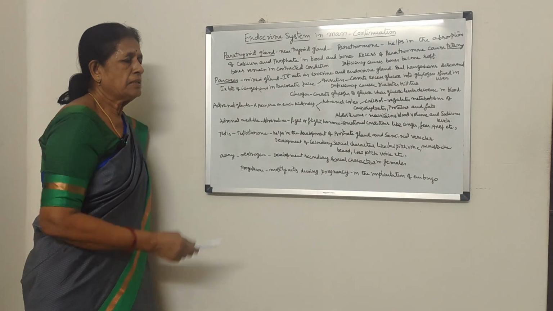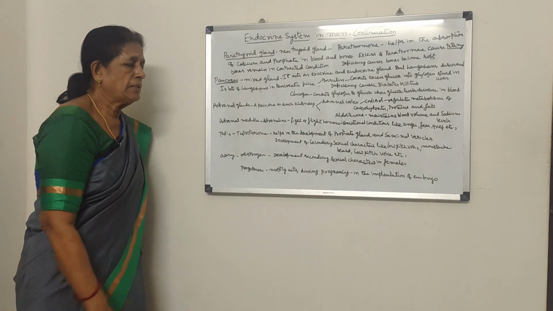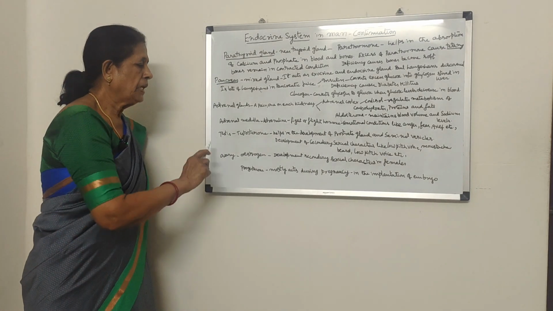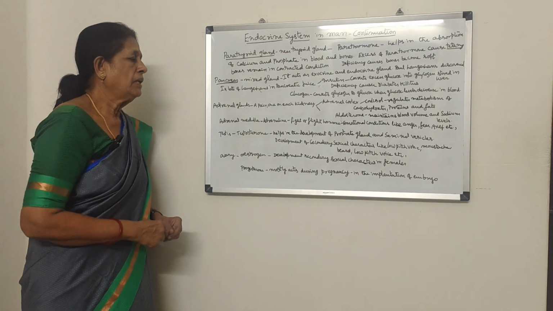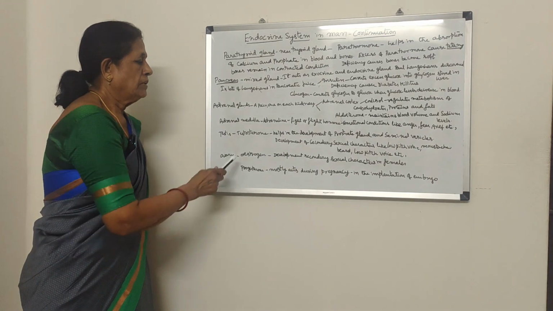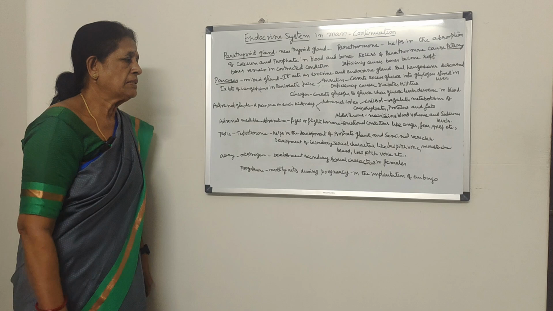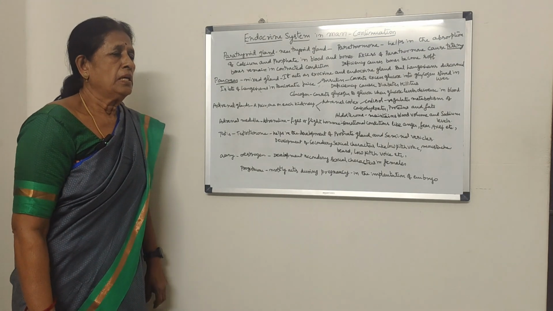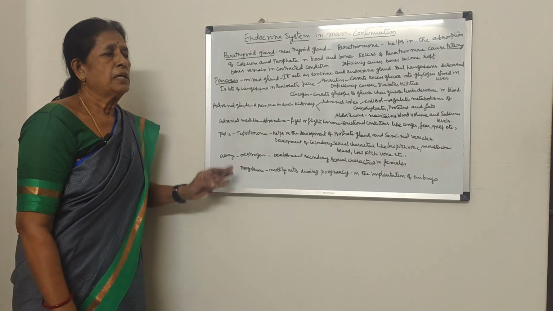Next, gonads. That means reproductive organs, testes in the case of males, ovaries in the case of females. And testes produce a hormone which is called testosterone.